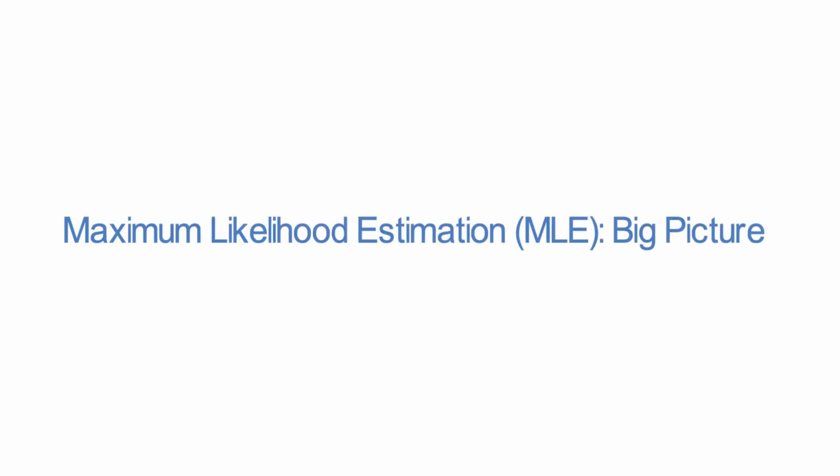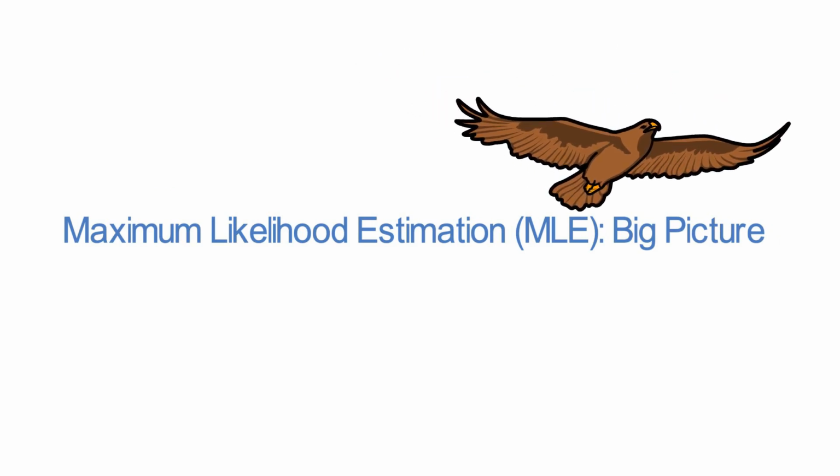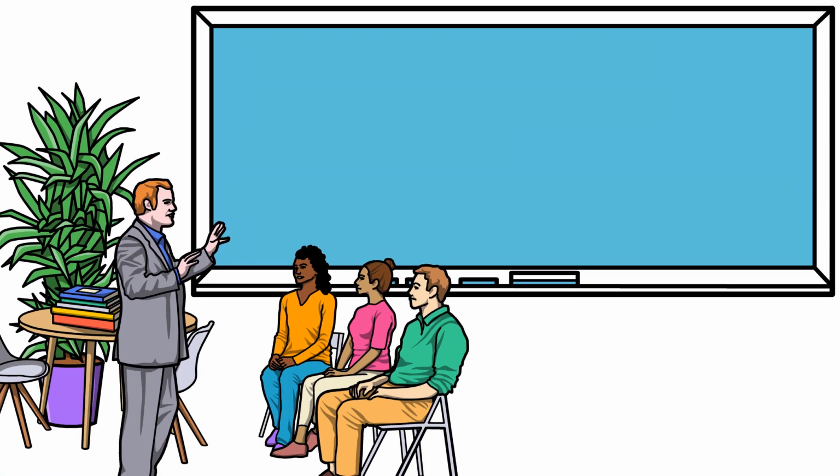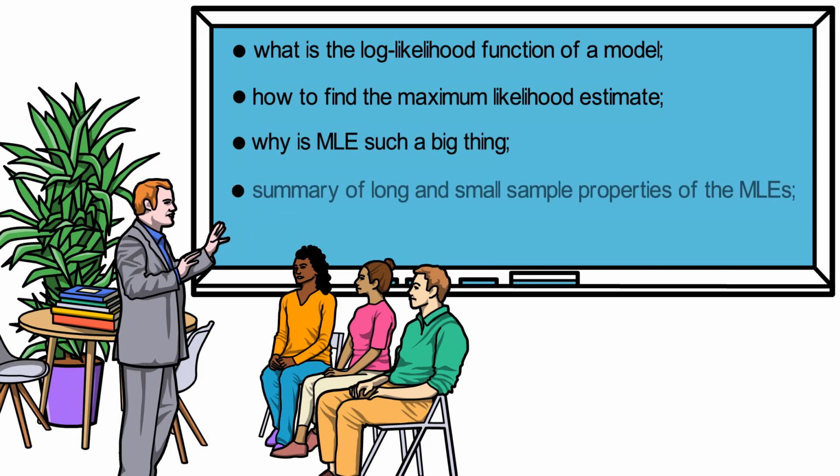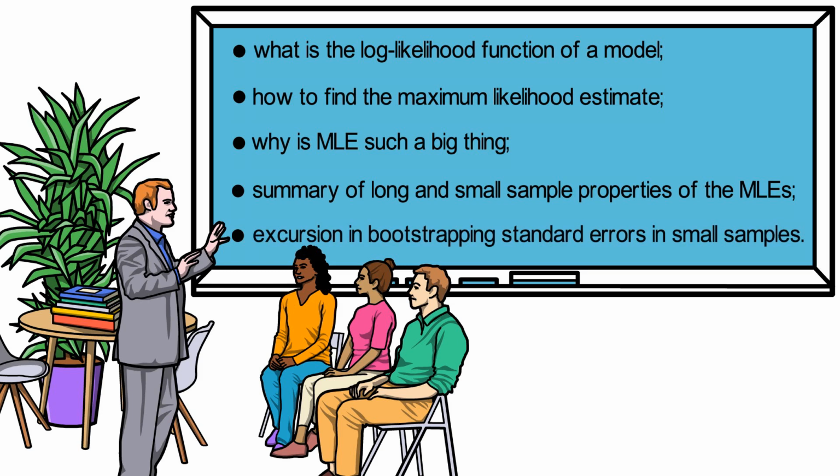This video takes a bird's eye view to explain the concept of learning unknown parameters by the method of maximum likelihood. We talk about what is the log likelihood function of a model, how to find the maximum likelihood estimate, and why at all is MLE such a big thing. I finish the video with a quick summary of large and small sample properties of the MLE estimates and a quick excursion into bootstrapping standard errors in small samples.